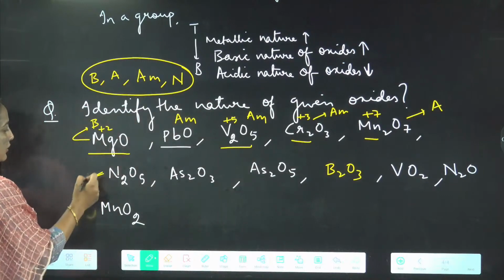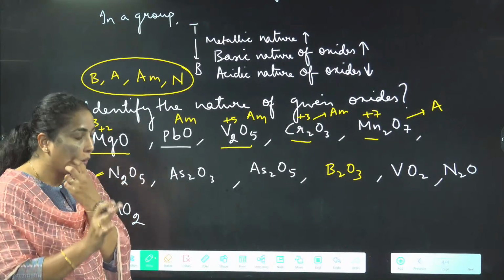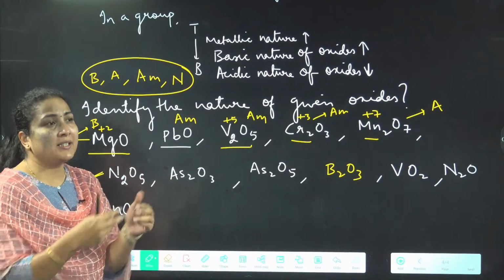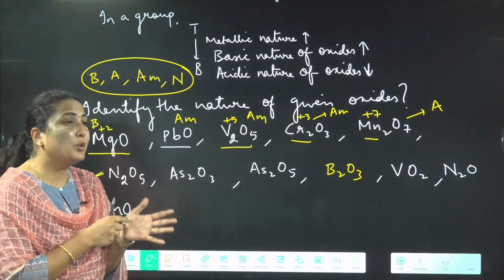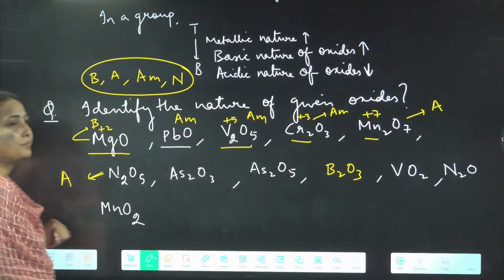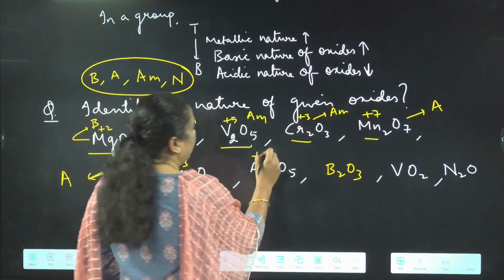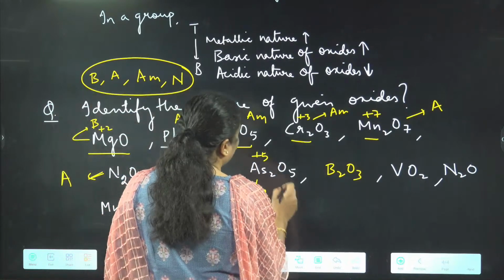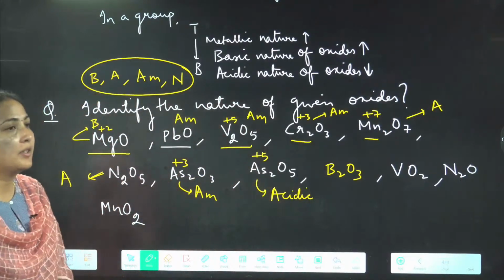N2O5. It is a non-metal. Whenever you encounter the oxides of non-metal, you just check whether this non-metal oxide belongs to the neutral ones or not. Neutral ones means you have N2O, NO and CO. If it is not, then straight away you can put this as acidic. As2O3, this is amphoteric. As2O5, +5, it is going to be acidic, right?